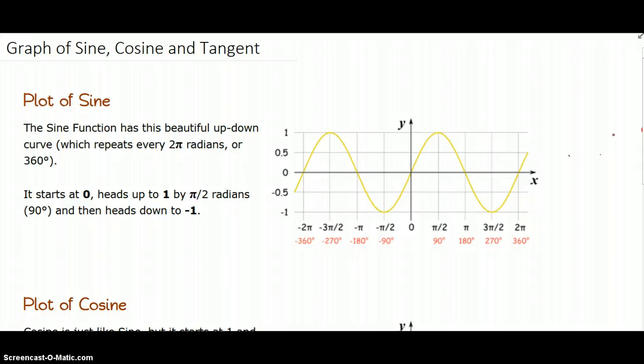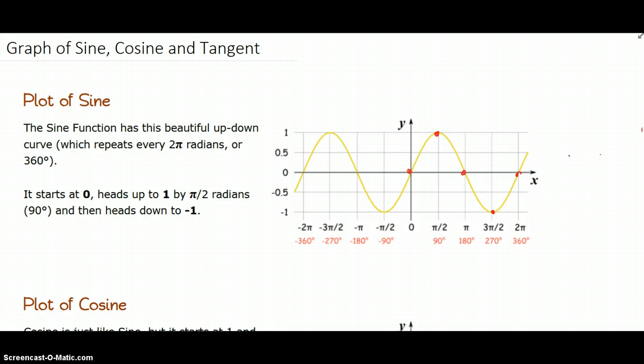Let's start with sine. Sine has this beautiful up-down curve which repeats every 2 pi radians, or 360 degrees. It starts at 0, it goes up to 1 at pi over 2, back down to 0 at pi, all the way down to -1, and then 0 again at 2 pi, and then it repeats.